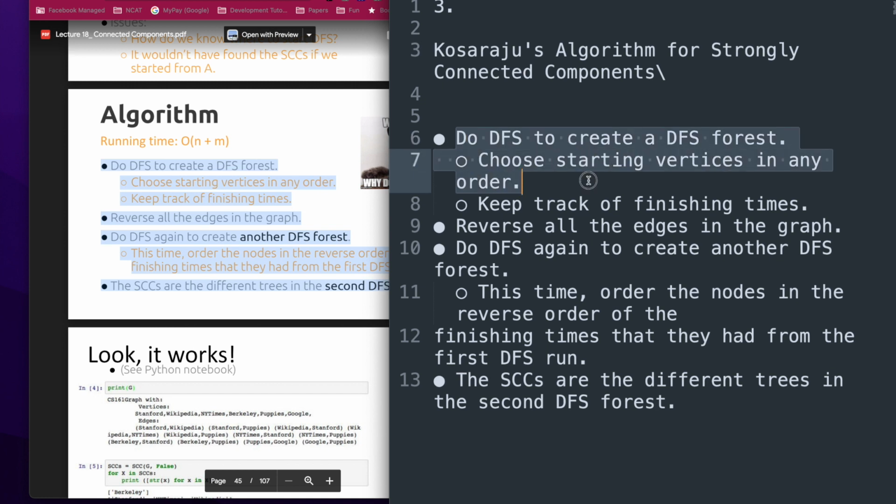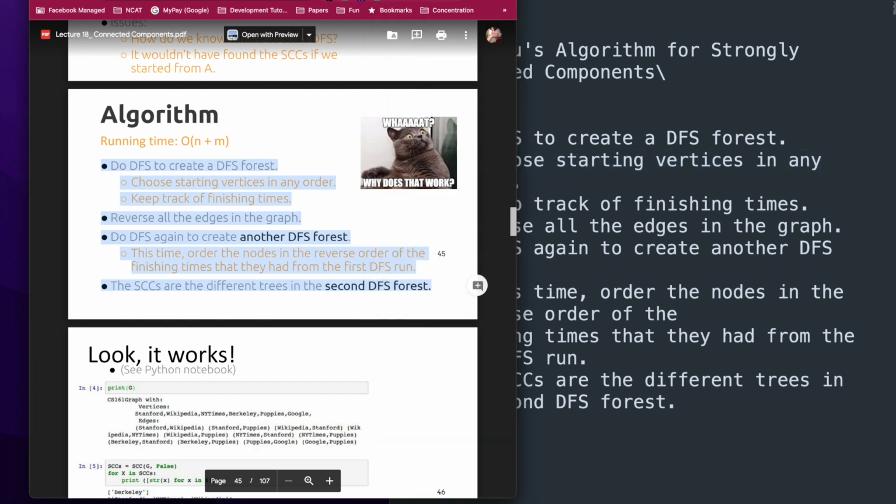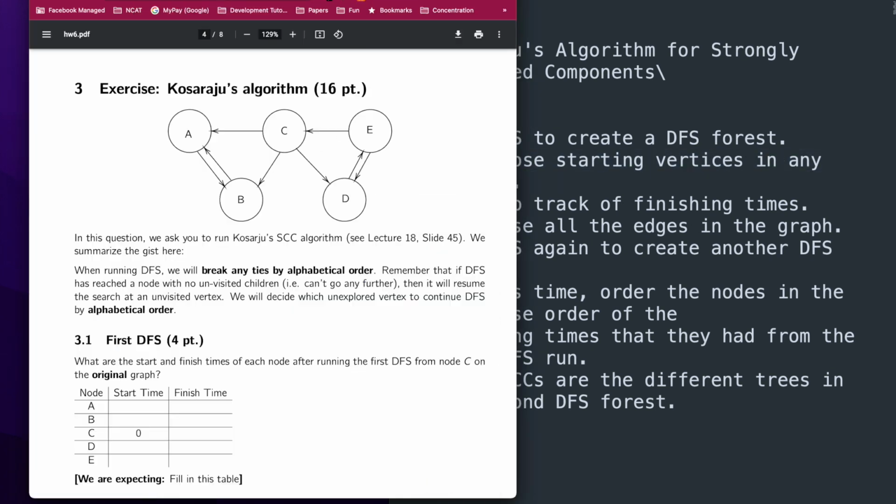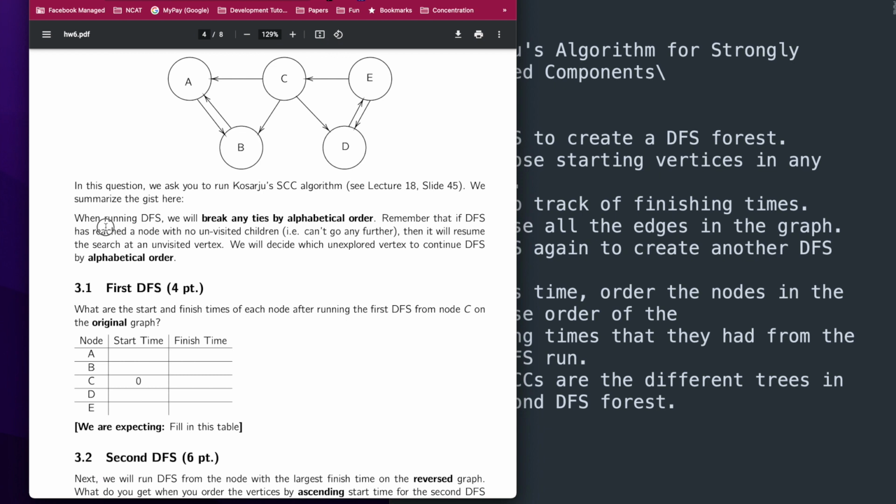So basically what we do is we're going to run DFS to create a DFS forest. We're going to choose the starting vertices in any order. So actually, if we go back to the homework assignment, we'll see that we are told to break any ties by alphabetical order. So if there are ever two possible nodes you can go to next, you want to break these by alphabetical order.